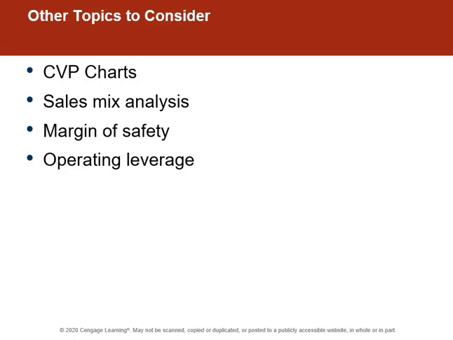Some other things that you're going to want to look for in the reading this week, they show some pretty good examples of some cost volume profit charts, sales mix analysis. Again, that's useful when companies are selling more than one product and they have different sales prices and different contribution margins, and we want to know what should we sell more of, what should we sell less of, margin of safety, operating leverage. Again, operating leverage is especially important when we're looking at that relationship between variable cost and fixed cost.